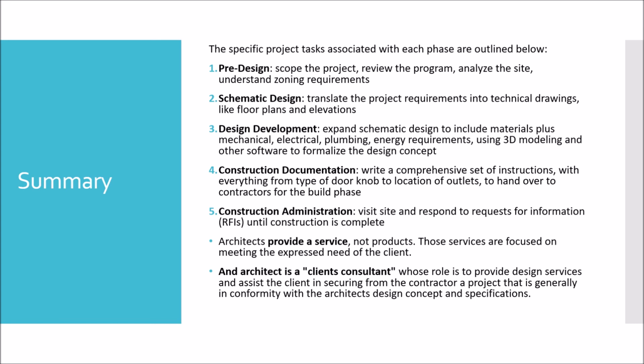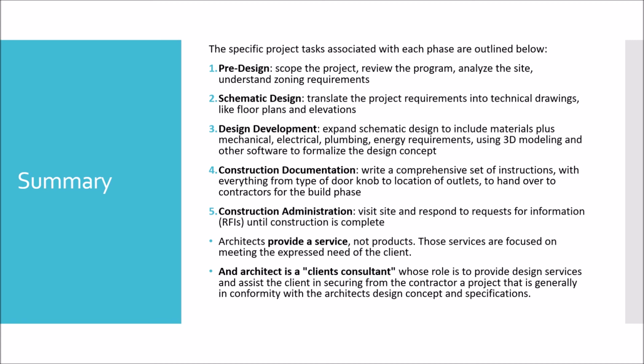I came to the summary of this architecture design process. So there are pre-design, schematic design, design development, construction documentation, and the last is construction administration. So it's a 5 design process for the architect. So pre-design is scoping the project, reviewing the program, analyzing the site, and understanding zoning requirements. And then we have schematic design. It translates the project requirements into technical drawings like floor plan and elevation.